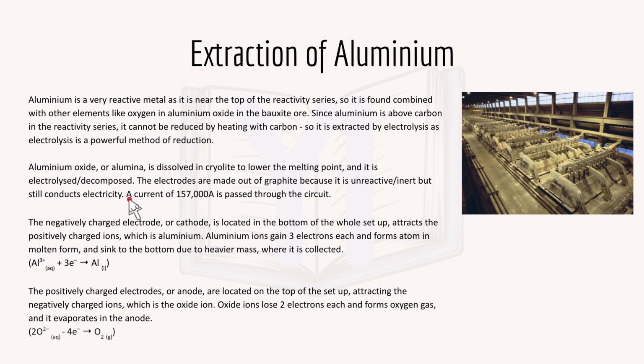And a current of 147,000 amps is passed through the circuit. The negatively charged electrode or cathode is located at the bottom of the whole setup, as it attracts the positively charged ion, which is aluminium. The positively charged electrodes or anode are located on the top of the setup, attracting the negatively charged ions, which are the oxide ions.